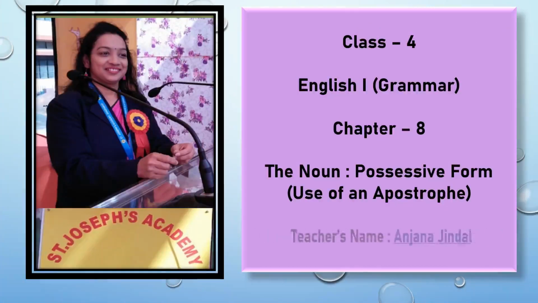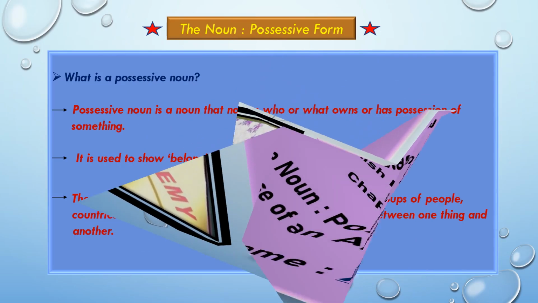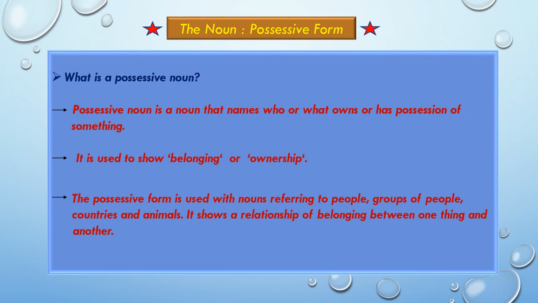I am Anjana Jindal and today I am here with the topic of English grammar of class 4. Today I will teach you chapter number 8 of our English grammar book and our topic is the noun possessive form, use of an apostrophe. So children, our topic, the noun possessive form. In this video, we will learn about the possessive form of the noun.